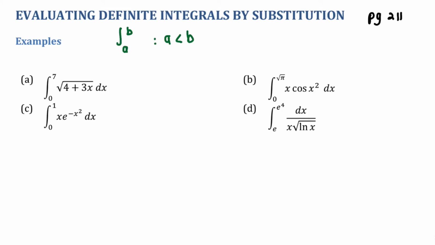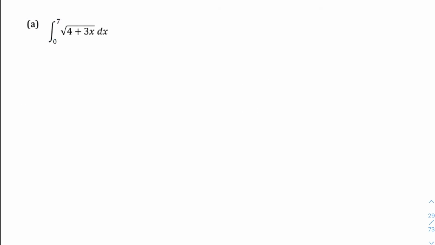Now let's look at question A. You are given the integral from 0 to 7 of the square root of 4 plus 3x dx. Again, this is a hint that you have to use U-substitution because it is under a radical. First, let u equal 4 plus 3x. Then differentiate: du equals 3 dx. So dx should be equivalent to du over 3.